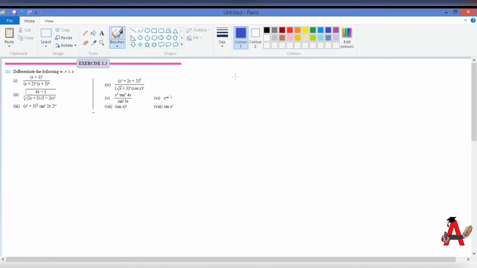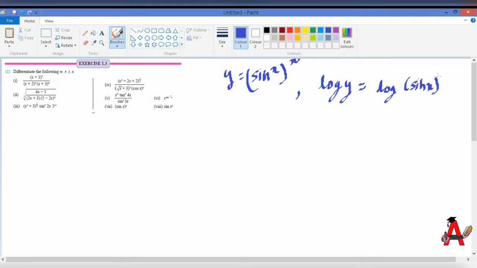Question number 7 is y is equal to sine x raised to x. Whenever there is something to the power, we try to use log. Now if I take log on both sides, I get log y is equal to log of (sine x) raised to x. In the next step, as I said, this power will come here. It will become log y is equal to x into log of sine x.